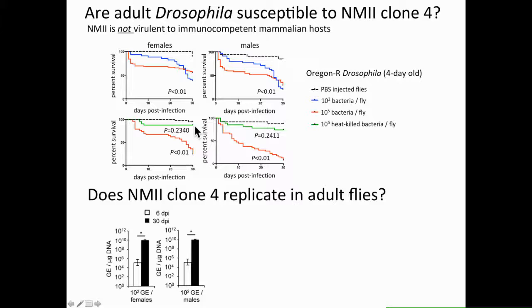The next question is, does it replicate in adult flies? Again, in both males and females, by 30 days post-infection, you can see a high increase in titer.